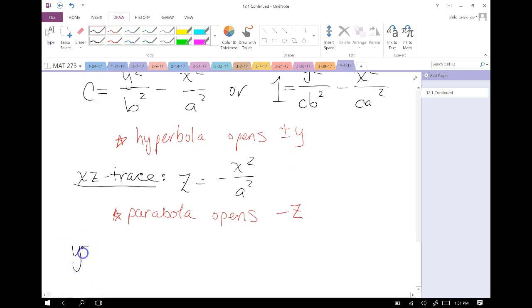And then the YZ trace. What's the equation look like? It's going to be a parabola. What's the equation? Z equals y squared over b squared, which is a parabola again. And what did we say it opens? Positive z.